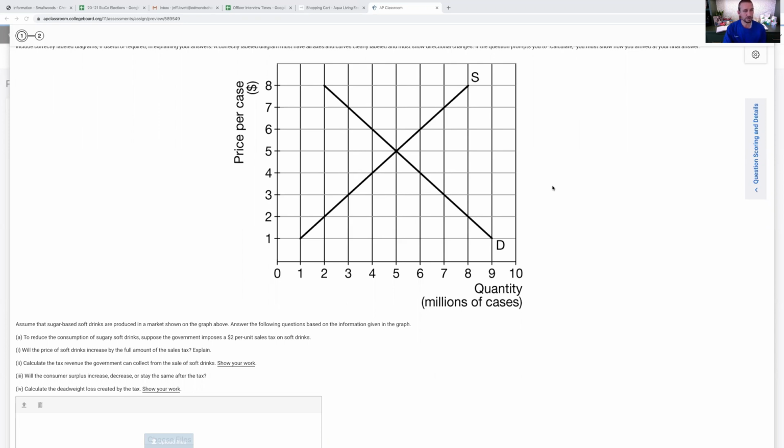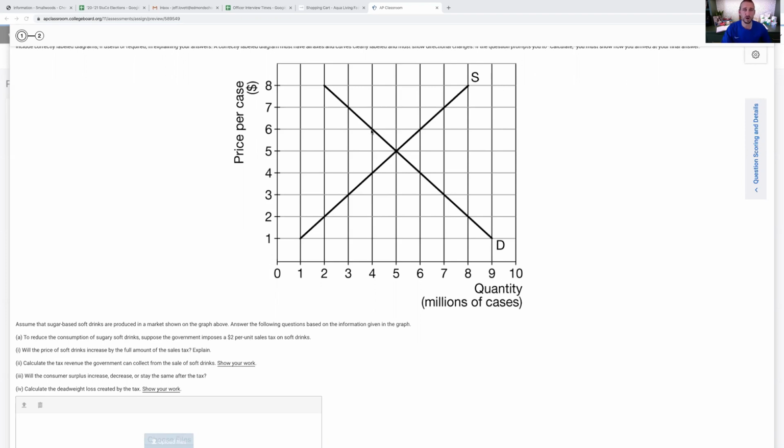So what's going to happen with the $2 per unit sales tax? Well, that's going to shift the supply curve to the left, to the point at which the vertical distance between your original supply curve and your new supply curve is the amount of the tariff, so $2. So the first question says, will the price of soft drinks go up by the full amount of the sales tax? Well, if you were to show the shift in the supply curve, it would shift to the point at which your vertical distance is equal to $2.